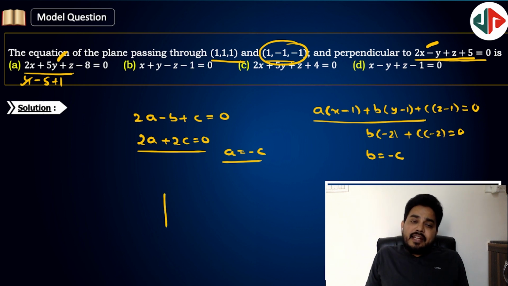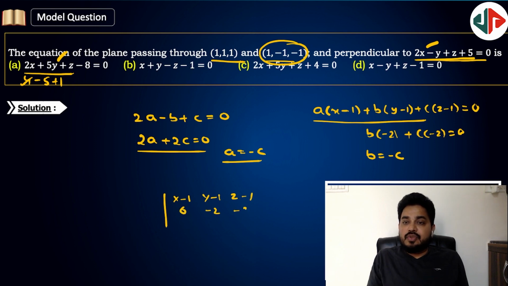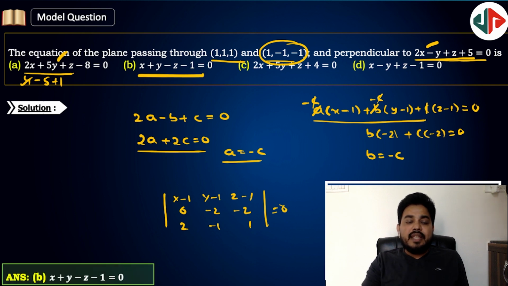Or you can directly write x - 1, y - 1, z - 1 and substitute 0, minus 2, minus 2, with DRs of this line 2, minus 1, 1 equal to 0. So simply instead of a you write minus c, instead of b you write minus c. So c cancels, minus of minus, and you are going to get x + y - z - 1 = 0. So you can proceed with any one. Finally, you need to get the answer.